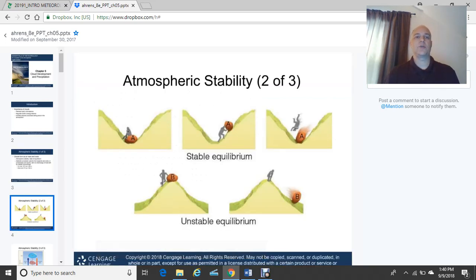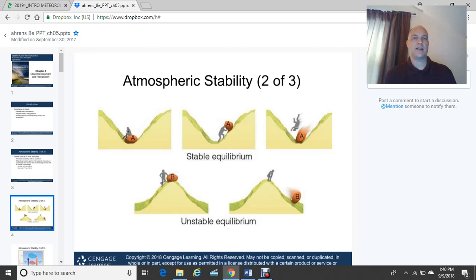Now this image shows you an example of atmospheric stability. If you look at the diagram in the upper left, you see a gentleman sitting on top of a little ball labeled A. This is a case of a stable atmosphere. Let's say that ball labeled A is actually an air parcel in the atmosphere. So we'll refer to that as an air parcel.